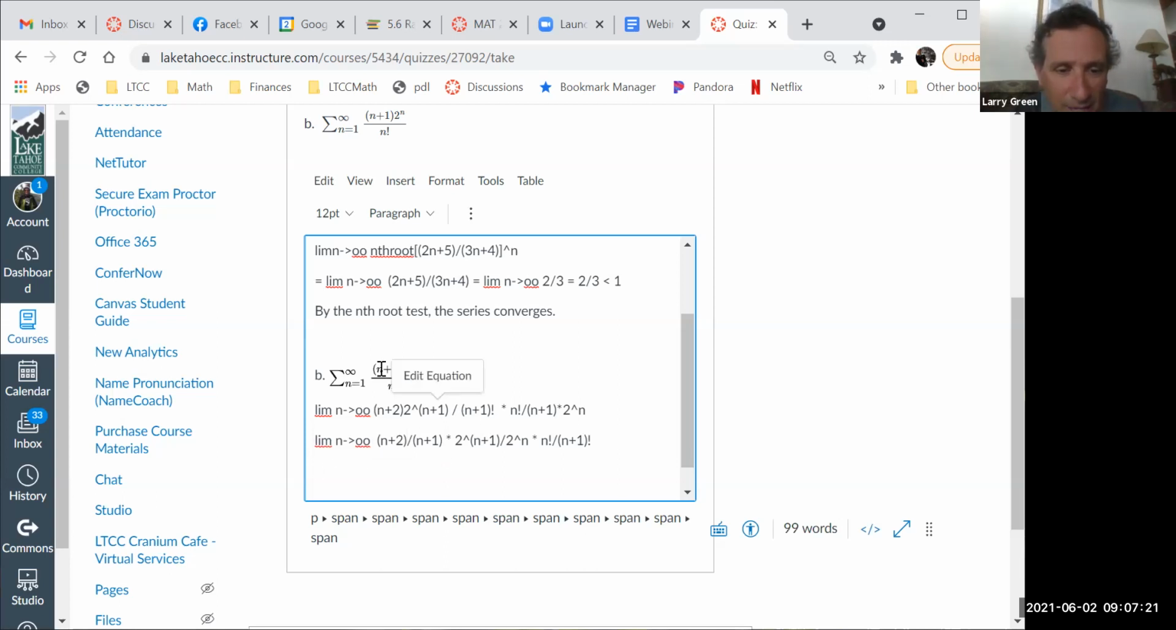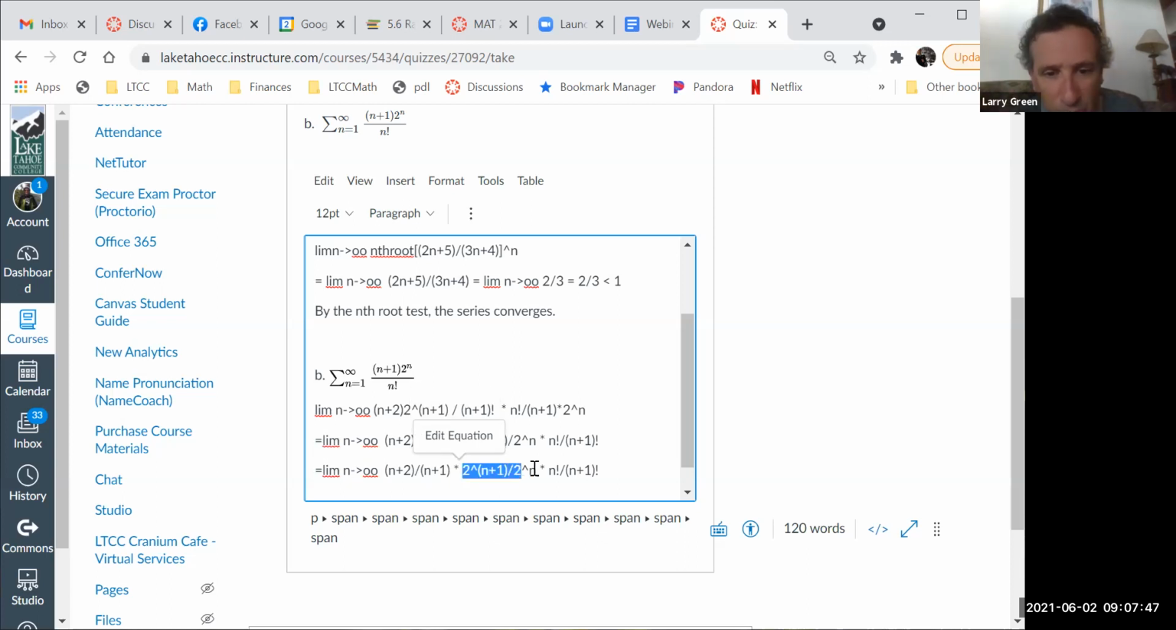Okay, so now what I can do is I can simplify. What is 2 to the n plus 1 over 2 to the n? The hint is it's very easy. Right, 2 to the n plus 1 over 2 to the n is just 2. So I'm going to copy and paste. I guess I should put equal signs in here all over. And the 2 to the n plus 1 over 2 to the n just becomes 2.